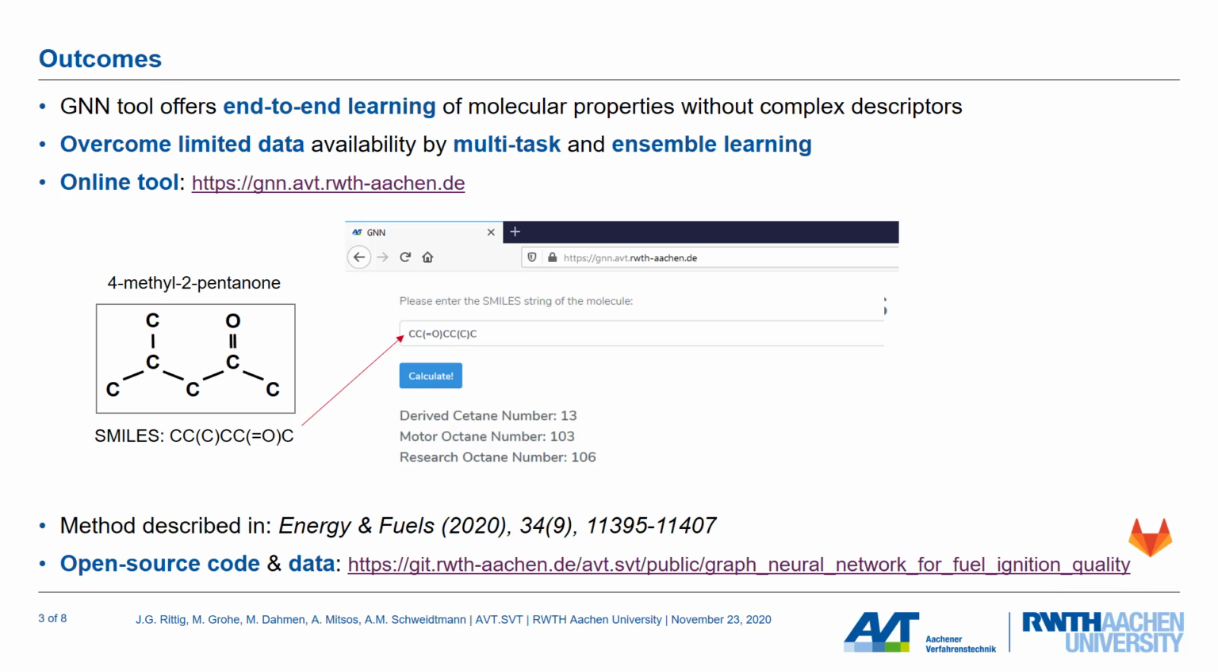The main outcomes of our work were that the GNN tool offers an end-to-end learning of molecular properties without complex descriptors. We can overcome limited data availability by multitask and ensemble learning. And we also published an online tool which you can access under this link here. At the website, you can type in a molecular SMILES string into the field here and then press calculate. And then the GNN tool will predict the DCN, MON and RON. And the website will show you the prediction of the GNN.